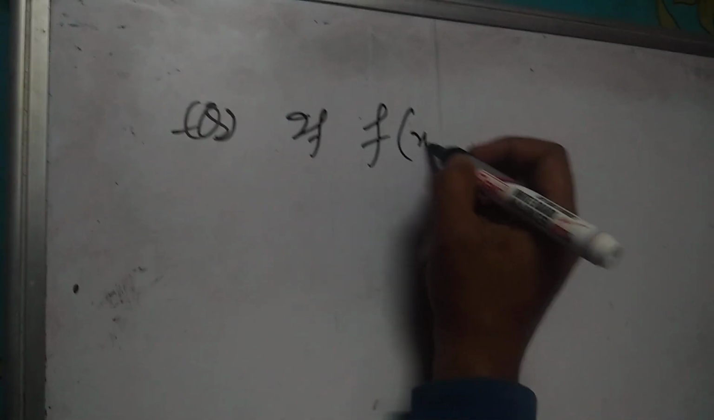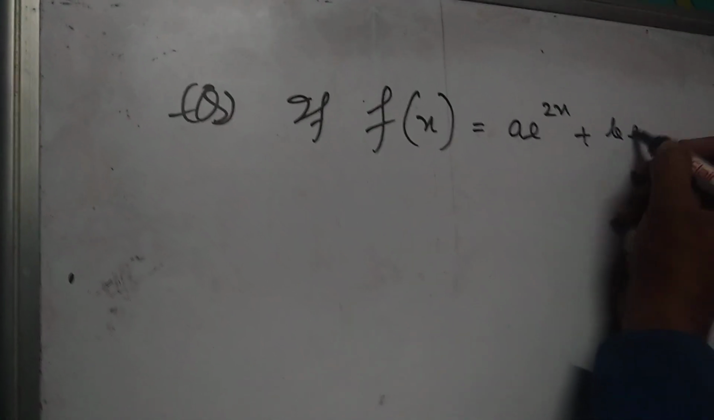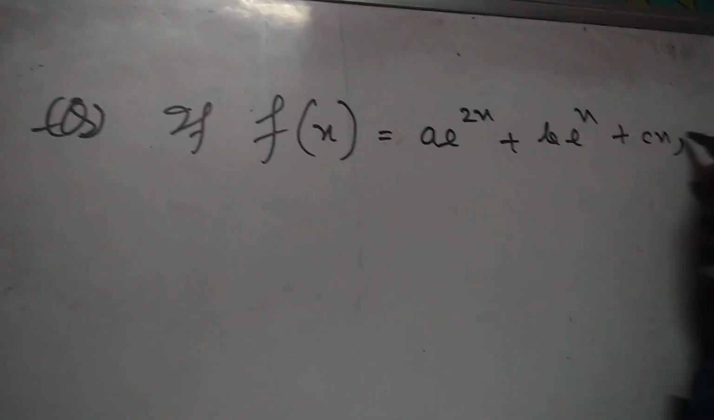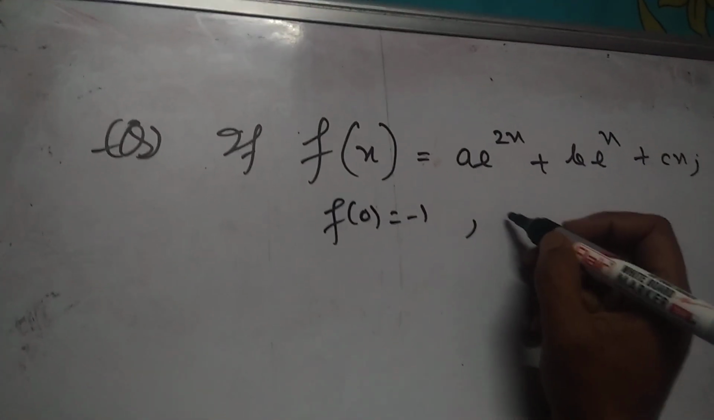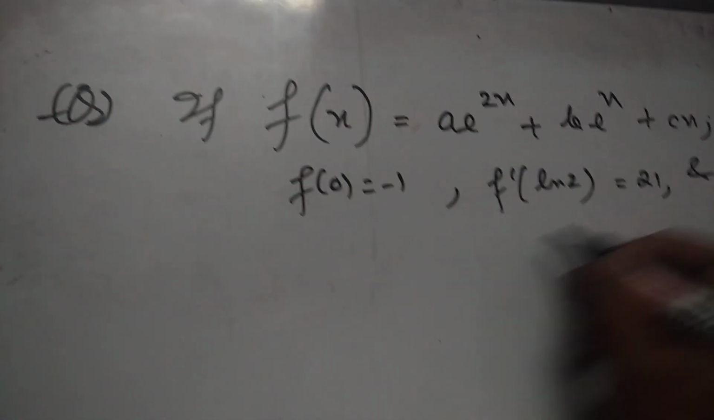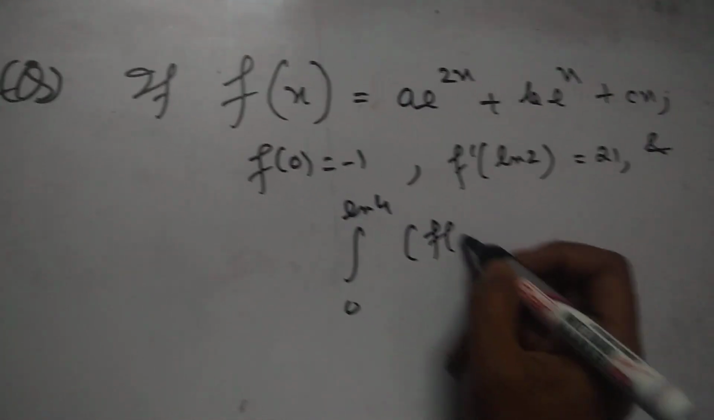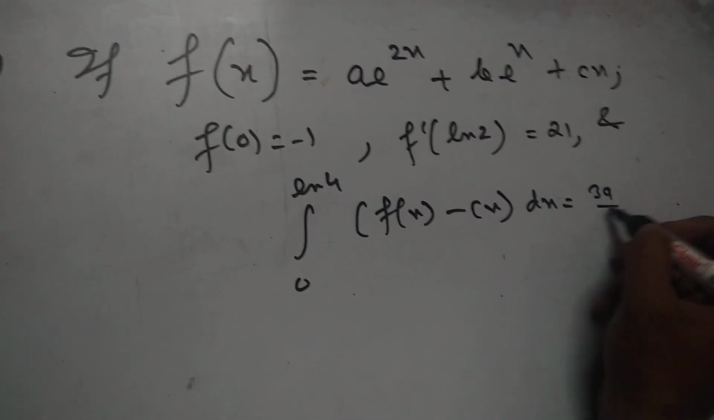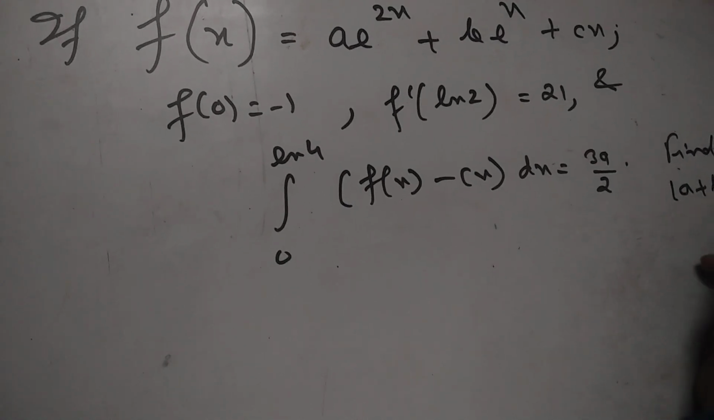If f of x is a e to the power 2x plus b e to the power x plus cx, where f(0) is -1, f dash ln 2 is 21, and integration 0 to ln 4 of f(x) minus cx dx is 39 over 2. Find mod a plus b plus c.